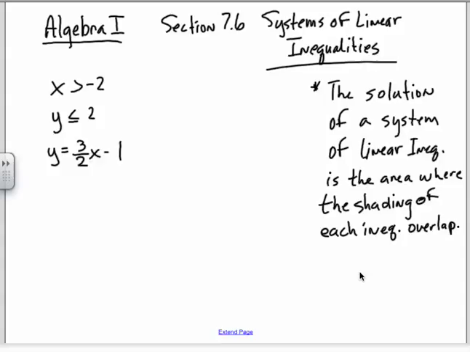All right. Guys, to solve a system of linear inequalities, the solution is just the area where the shadings of each inequality overlap. So what that means is, and I'm going to use this system here to the left.